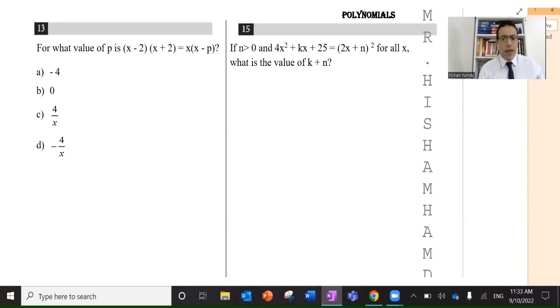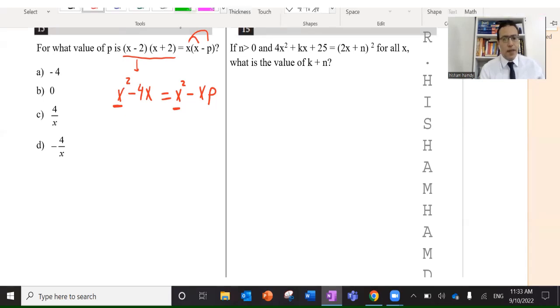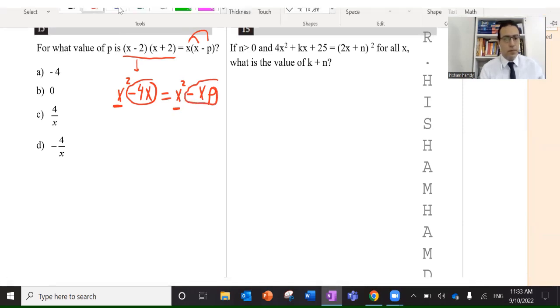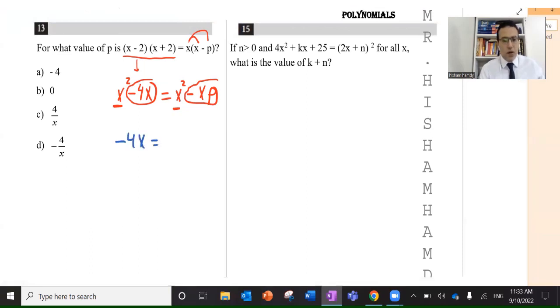Regarding question number 30, for what value of p is (x minus 2) times (x plus 2) equal to x times (x minus p)? I can notice that I need to simplify the left-hand side to be written as x squared minus 4. And to expand the right-hand side, x by x is x squared, minus x by p is xp. So x squared, x squared. So we can notice that negative 4x is equal to negative xp. If I cancel negative x with negative x, so p is equal to what? P is equal to 4.